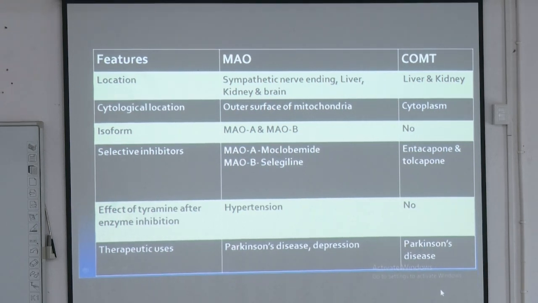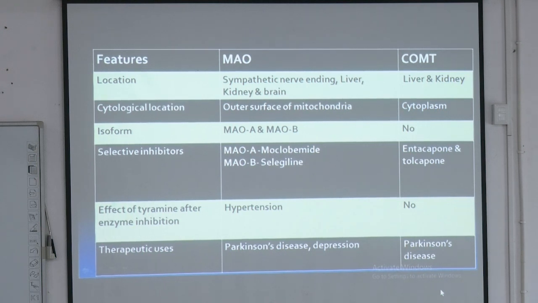Now, can you ever give an MAO inhibitor along with a little bit of wine or beer? We can use either the specific MAO-B inhibitor selegiline, or the reversible MAO inhibitor, that is moclobemide. So that is the important part of this.